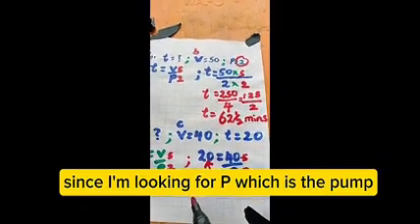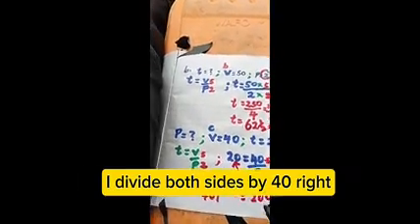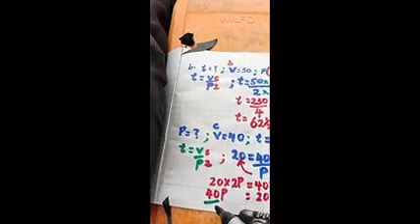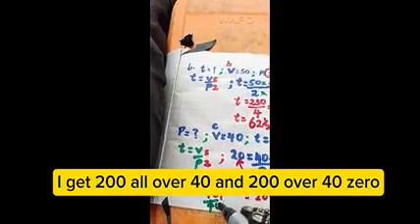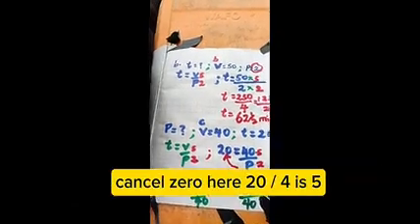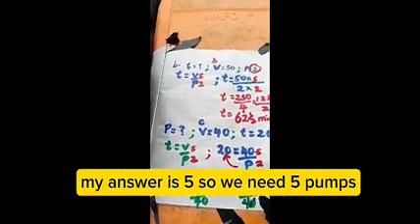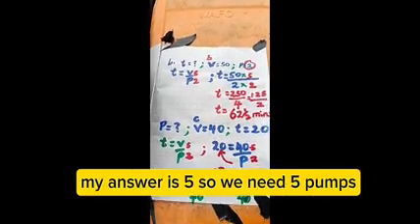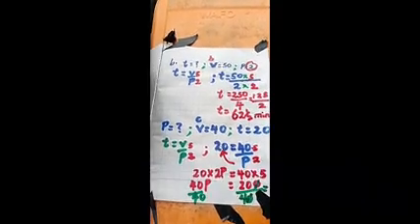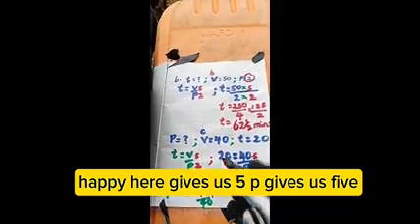I'm looking for P, which is the pumps. I divide both sides by 40, and I get 200 all over 40. 0 cancels 0 here, and 20 divided by 4 is 5. My answer is 5. So we need 5 pumps. P gives us 5.